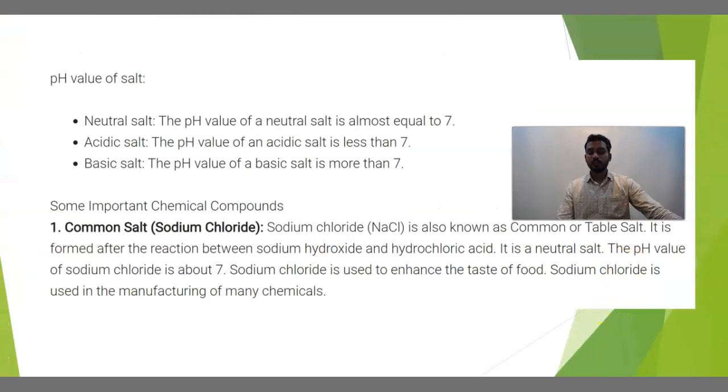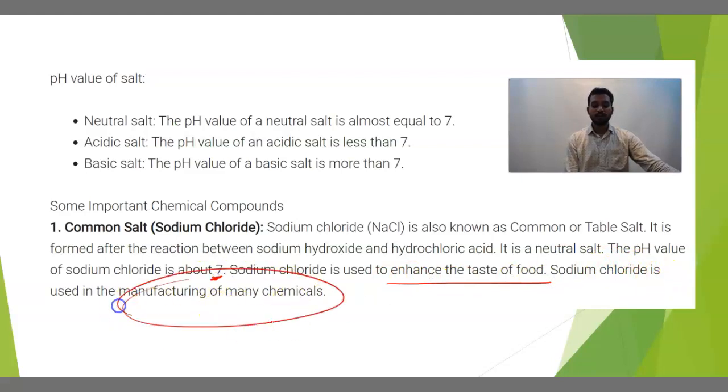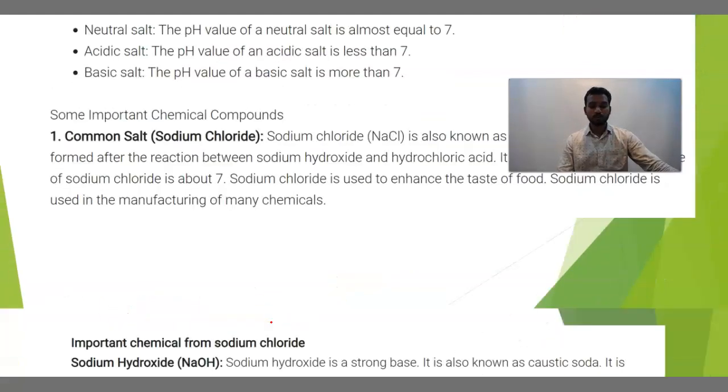pH of salt. So one is common salt. It is also known as table salt. And it is a neutral salt, already we have discussed. And what is the pH value of common salt? That is 7. You should not forget this. It is 7. And we are going to use it to taste the food. And sodium chloride is used in the manufacturing of many chemicals. That is the use of this sodium chloride.